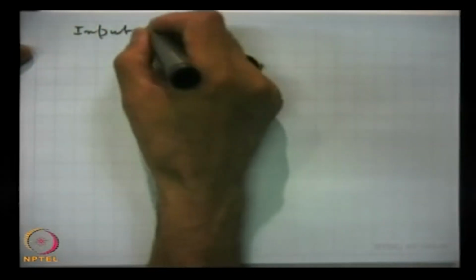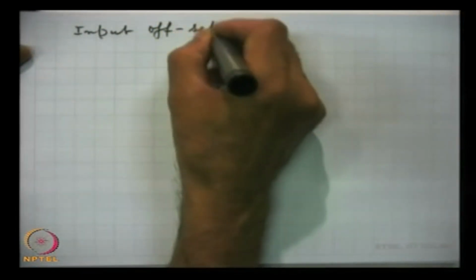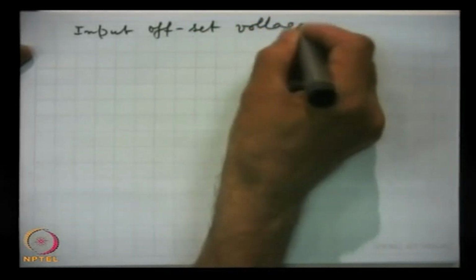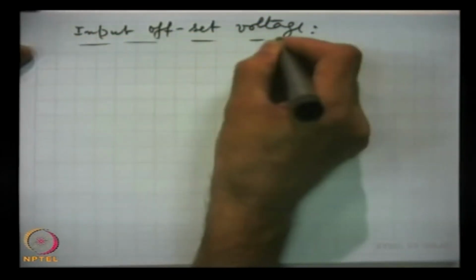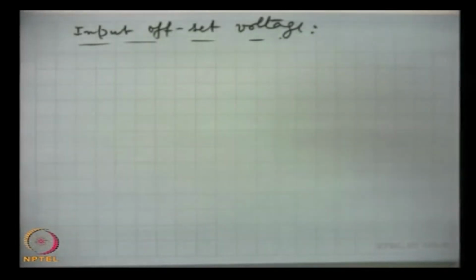Now, we talk about another specification. This is important, and the remedy which we will suggest for this, that single remedy is sufficient, and it takes care of these currents and of this voltage. So, this is input offset voltage. This is another important specification.